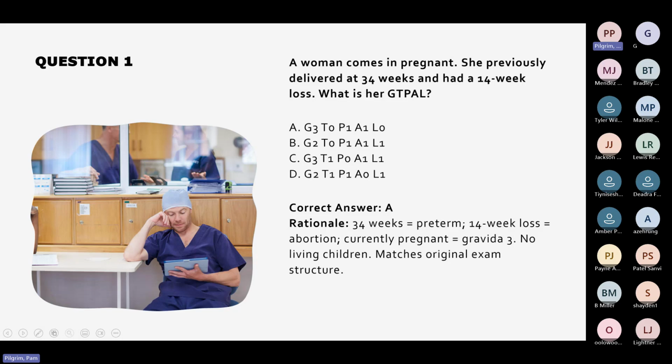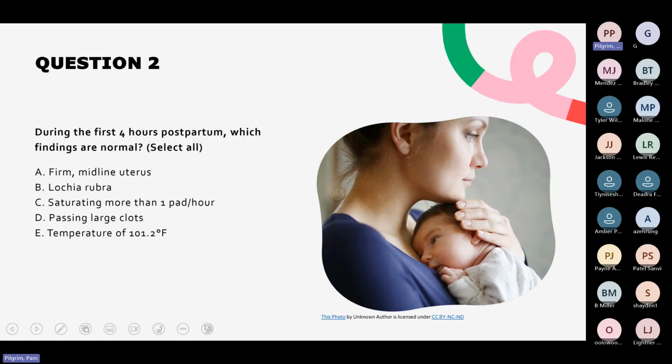She has no living children at this point, or no? It doesn't say if that 34-weeker lived. So I think this is a confusing question, but the question is assuming that the 34-weeker did not live. So that would mean that living would be 0. If that 34-weeker had lived, then the living would be 1. But this question doesn't really explain that. So, all right.